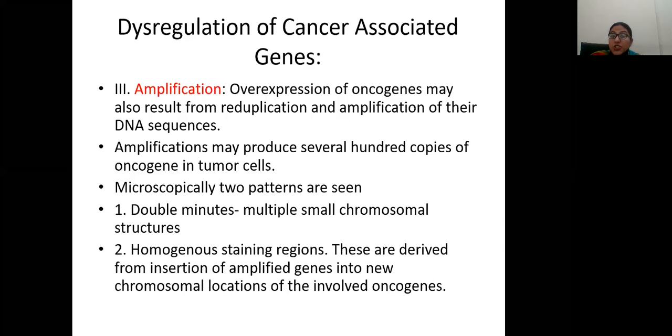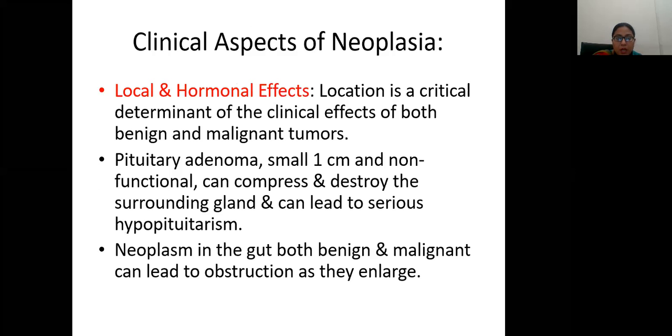Overexpression of an oncogene may also result from reduplication and amplification of their DNA sequences. Amplification may produce several hundred copies of oncogene in tumor cells. Microscopically, two patterns are seen: the double minutes and the homogeneous staining region.